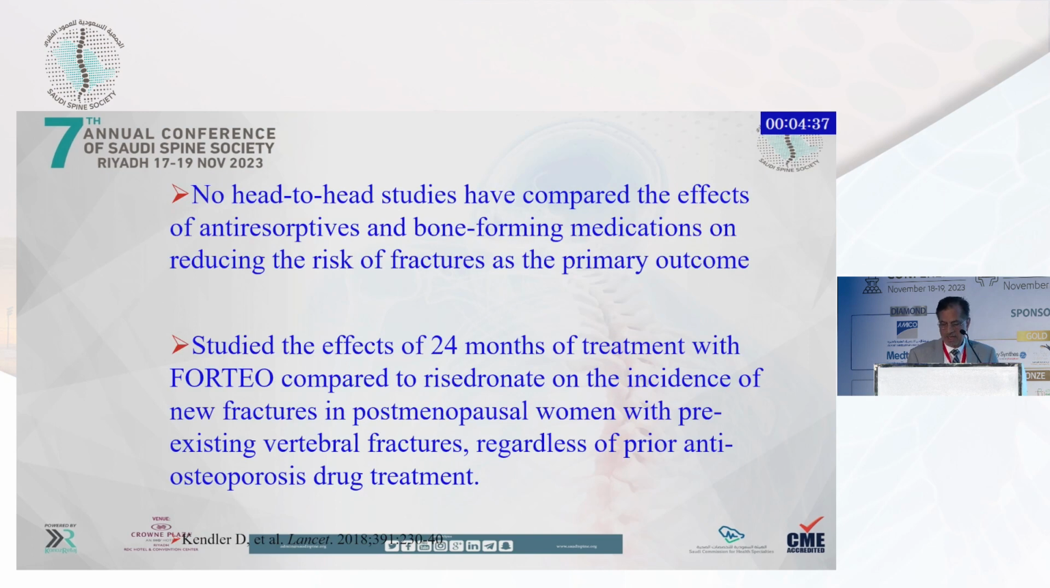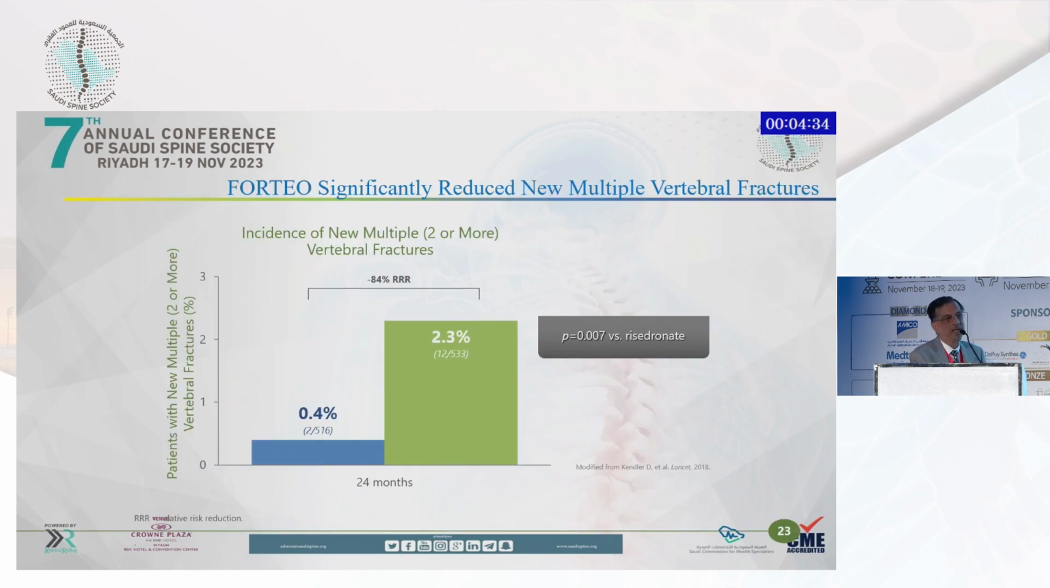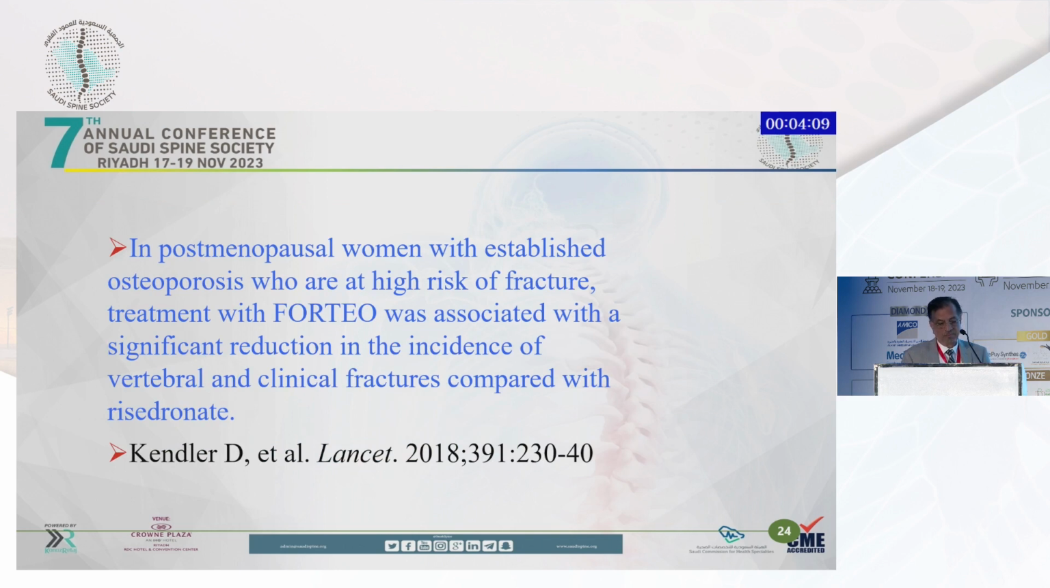Now, this is a head-to-head trial which was done between teriparatide, which is an anabolic, compared to anti-resorptive. We see in the green color bar, which shows that even with the anti-resorptive, the fracture incidence was higher compared to the anabolic agent, which is in blue color, it's 0.4%. Now, this was the result of that study, saying that in cases of osteoporosis, it's much better to use anabolic.